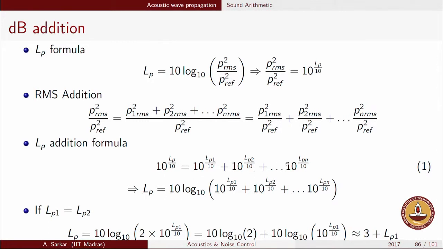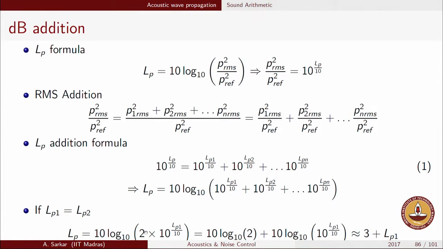Let us consider that there are just two sources and each of them are equal in their decibel levels, in the sound pressure levels that are being emitted. So, if each of them are emitting the same sound pressure level and there are just two of these sources, we can easily reduce this formula as LP1 equals LP2, and since both of these quantities are going to be same, we might as well write it as 2 into 10 to the power LP1 by 10.